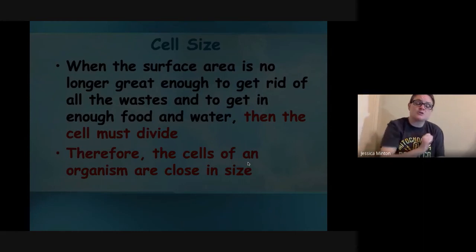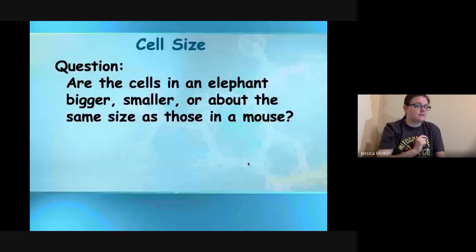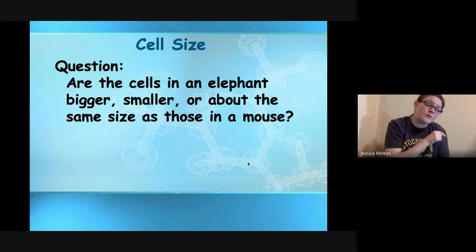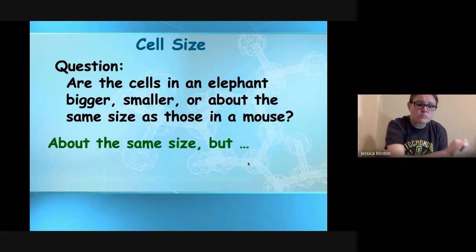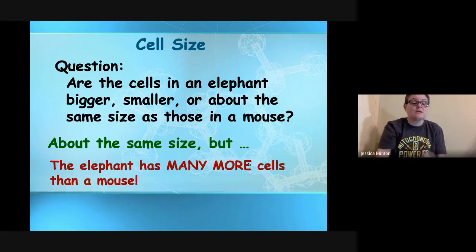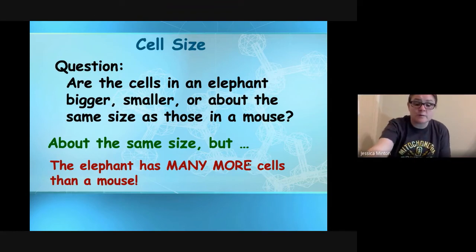Going back to that question I gave: are the cells in an elephant bigger, smaller, or about the same size as those in a mouse? Looking at what we just concluded, they're about the same size. But the elephant has many, many more cells than that mouse is going to have.